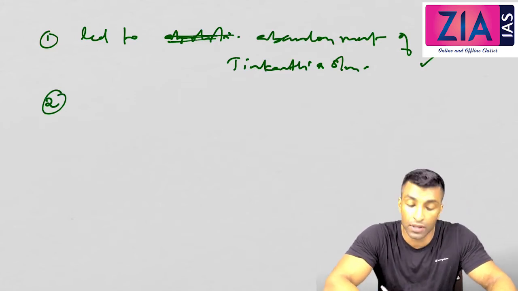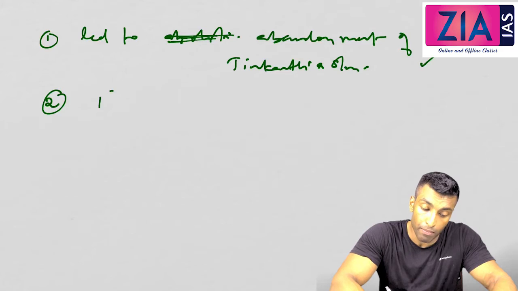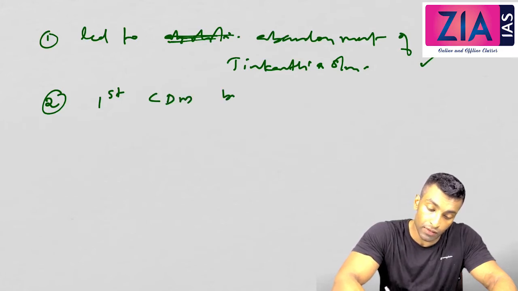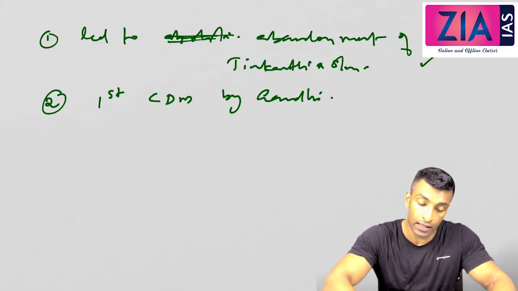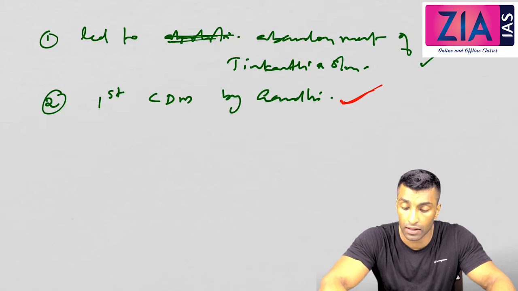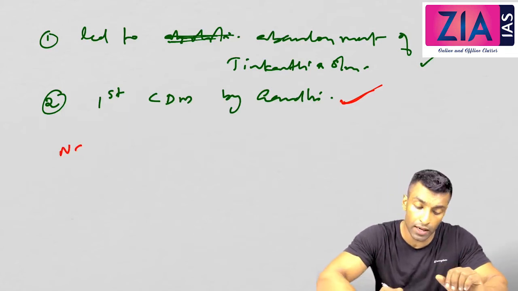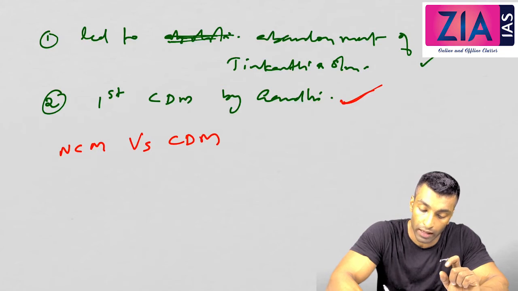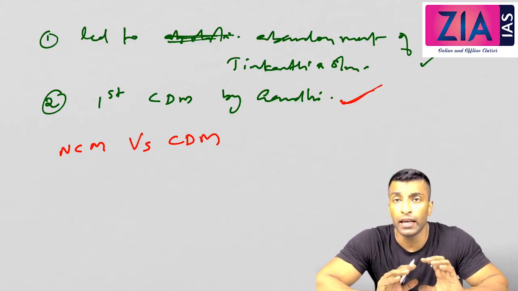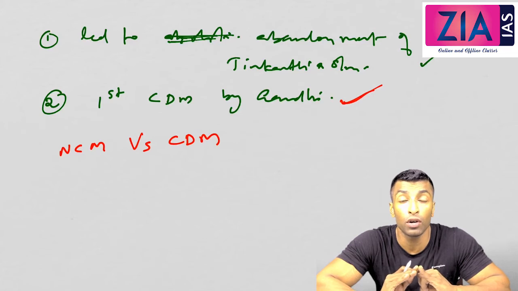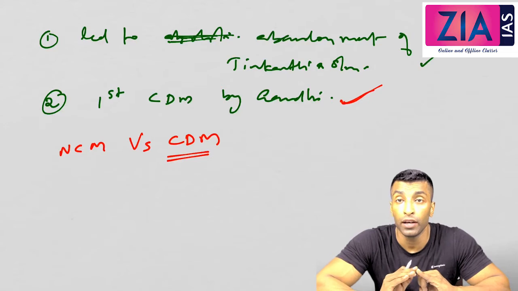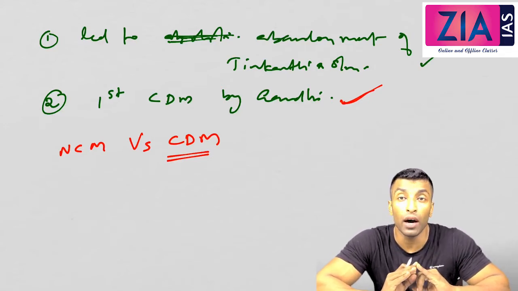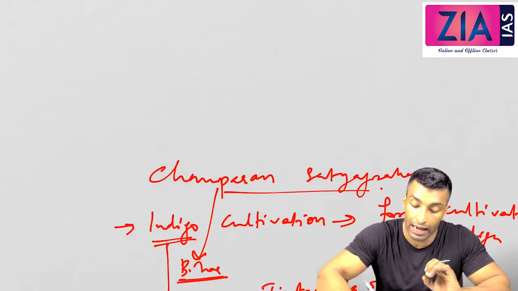Second, it was the first civil disobedience movement brought by Gandhi in India. Is this correct or not? It is correct. Why is it known as a civil disobedience movement? First, understand the difference between the non-cooperation movement and the civil disobedience movement. In the non-cooperation movement, you are not cooperating with the government. But in the civil disobedience movement, you are not only not cooperating, you are violating the laws. So in civil disobedience, you can see the violation of law.